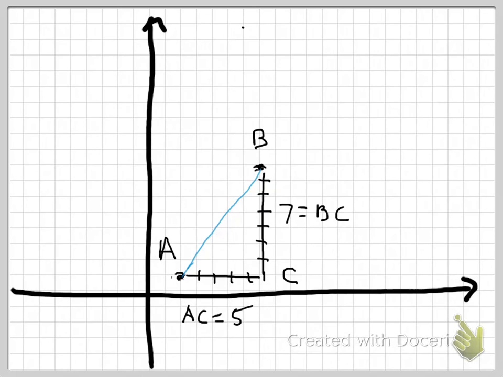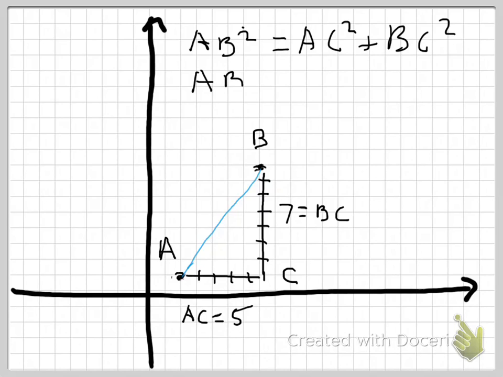How big is AB? Well, AB squared is equal to AC squared plus BC squared. Well, I don't know what AB is, so I'm just going to write AB. But whatever it is, I'm going to take the square root. And remember, I'm supposed to take the plus or minus of it. And again, we don't want negative distances, so I'm going to drop the minus later. I forgot to mention that in the previous example.